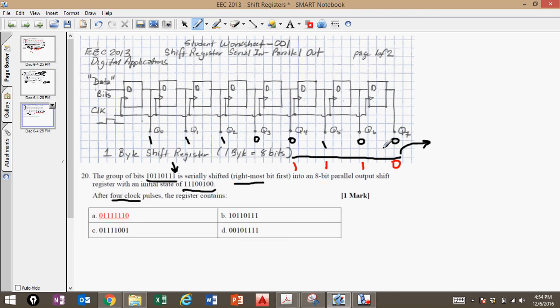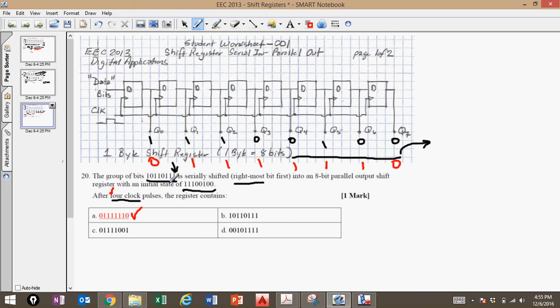Now remember, as these bits are being shifted along, new data is being entered into the flip-flop according to this pattern. And since we are asking what happens after 4 clock pulses, 4 bits are shifted in. So we have a value of 1, 1, 1, and 0. So this is what the flip-flops are going to look like after 4 clock pulses, which gives us this answer as being the correct answer of choice from the multiple choice options.